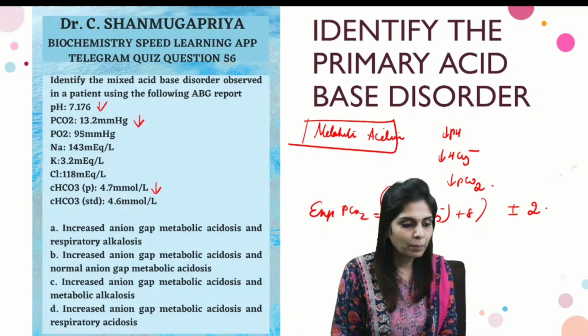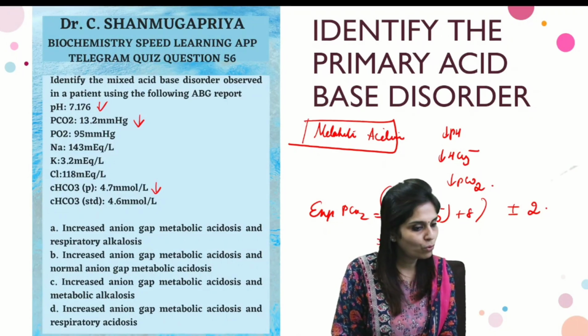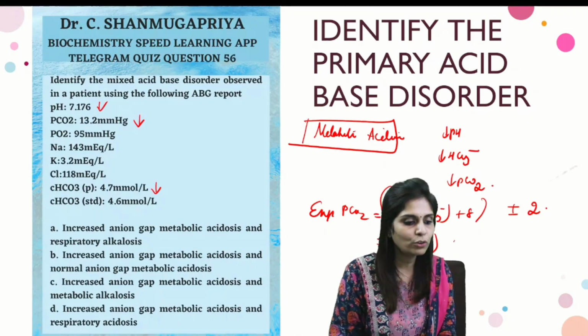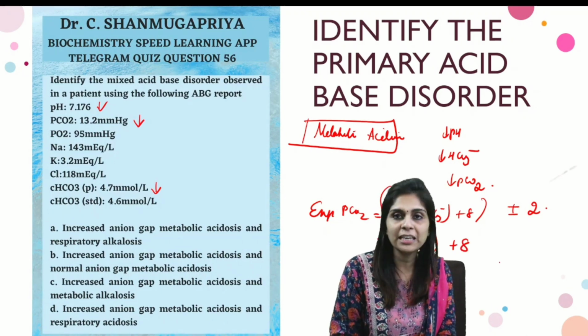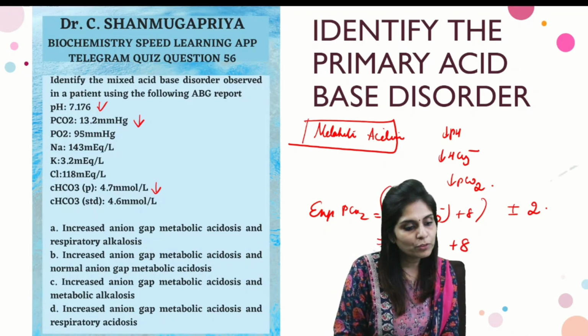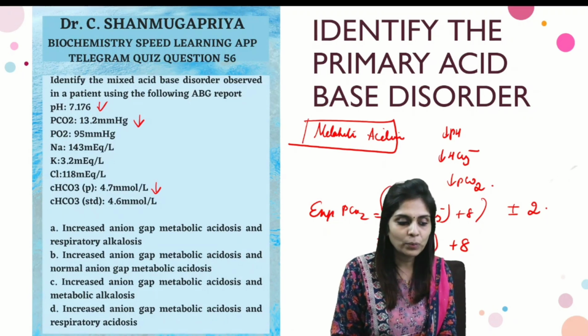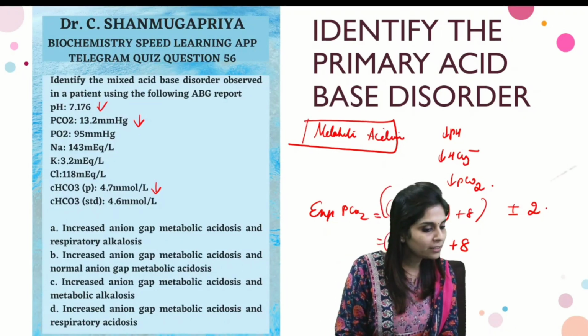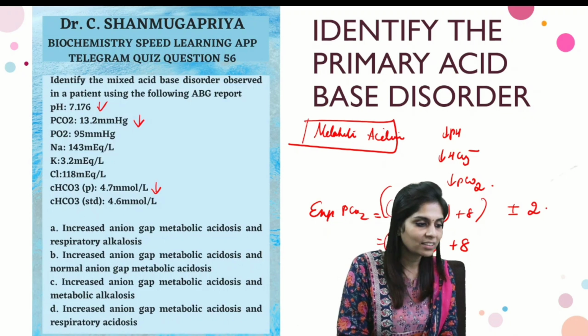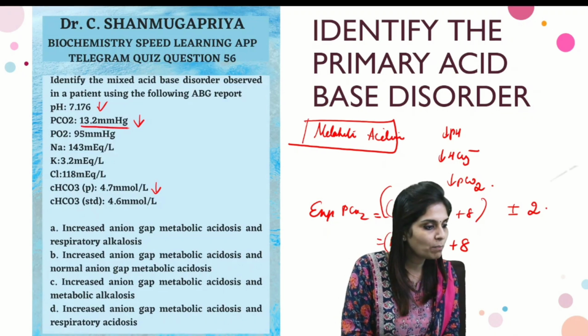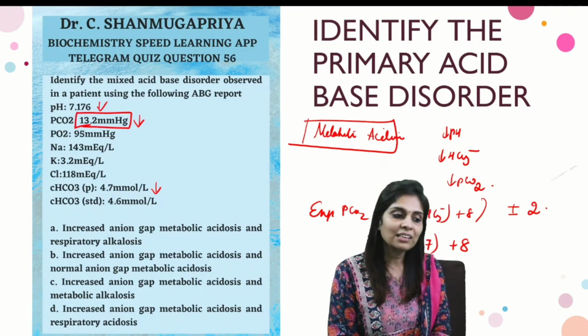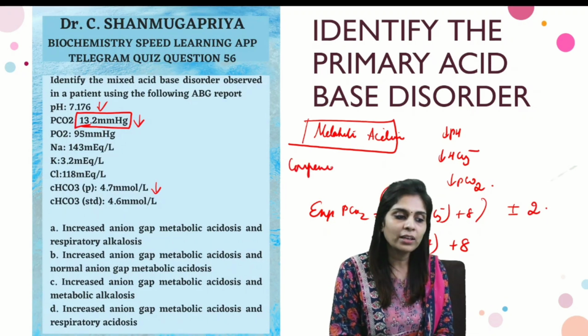Now, we know bicarbonate in this patient is 4.7. So it is 1.5 times 4.7 plus 8, plus or minus 2. 1.5 times 4.7 would be 7. So 7 plus 8 is 15. And the range would be 2 on either side. So it's anywhere between 13 and 17, which is expected in this condition. Expected PCO2 is anywhere between 13 and 17. What is observed is 13.2, which means it's a case of compensated metabolic acidosis.